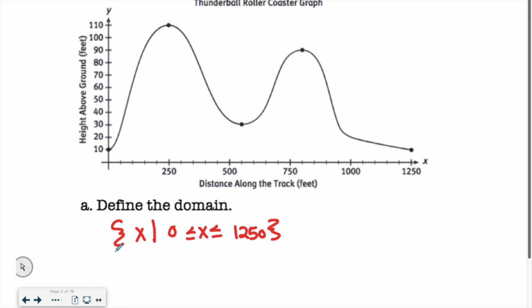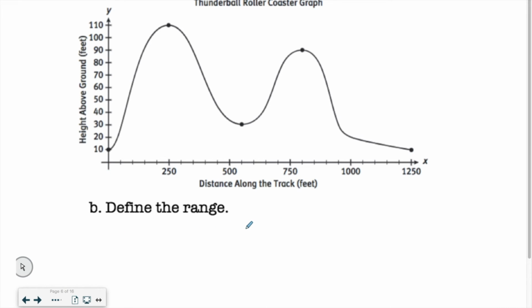So again, this is your x value. It's starting at x equals 0 and it ends at 1250. So you're putting your x in between those two numbers. And we use less than or equal to around your x to do 0 is less than or equal to x, which is less than or equal to 1250, which just means x is somewhere between 0 and 1250.